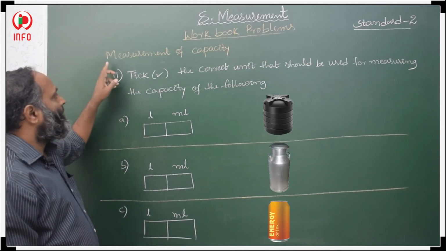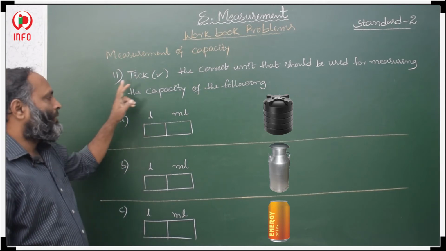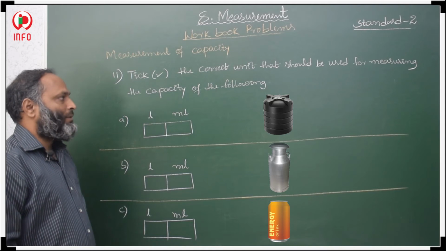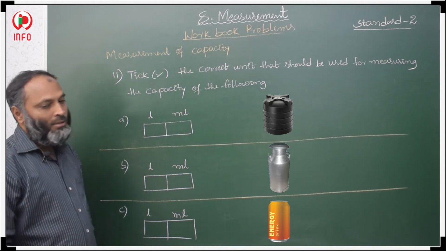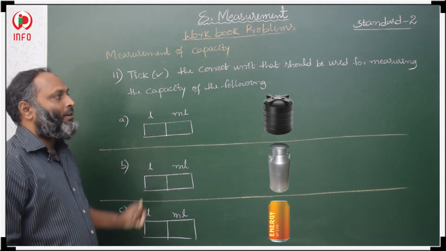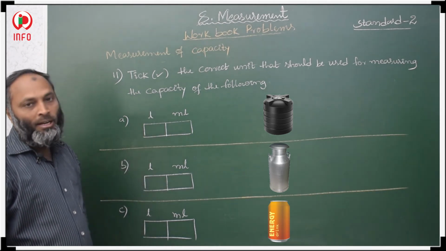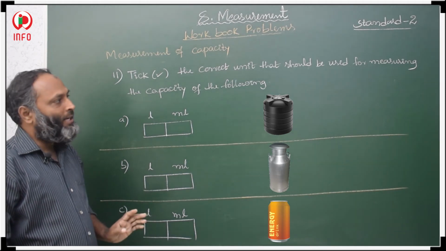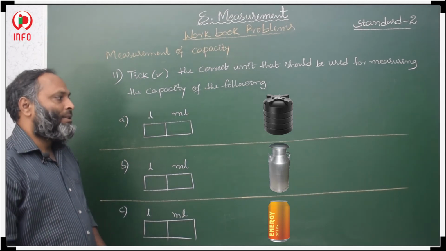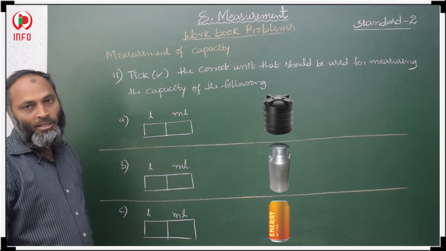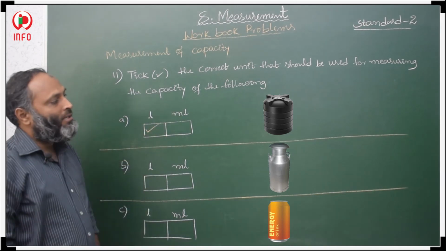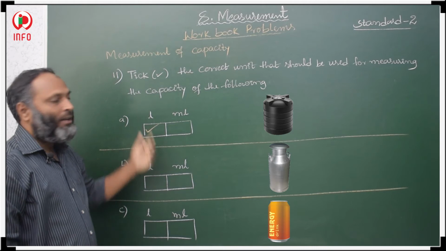Now see here, next measurement of capacity, the 11th question, take the correct unit that should be used for measuring the capacity of the following. In the first, water tank is given. So, in water tank, the water is measured in liters or milliliters. Water tank is holding bigger capacity. So, we can measure with a bigger unit, that is with liters. So, liters is correct. In water tank, the water we can measure in liters.